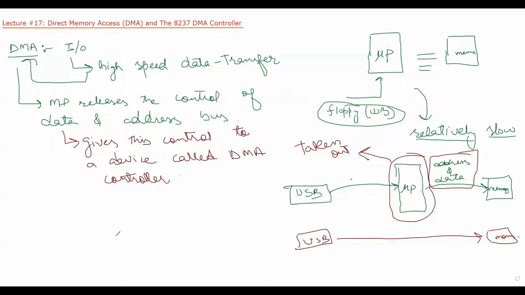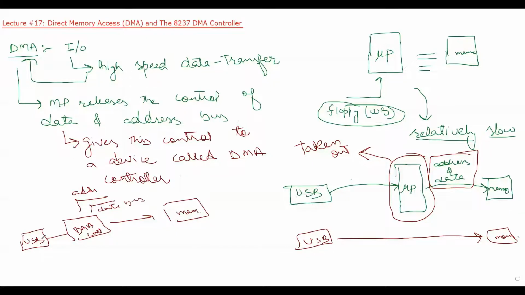So now let's see. We are having USB. Normal operation was USB communicates with the microprocessor, then communicates with memory. Now we are saying we have this device USB, and after this we have a DMA controller, and after this we have memory. This DMA controller takes the control of the address and data bus.